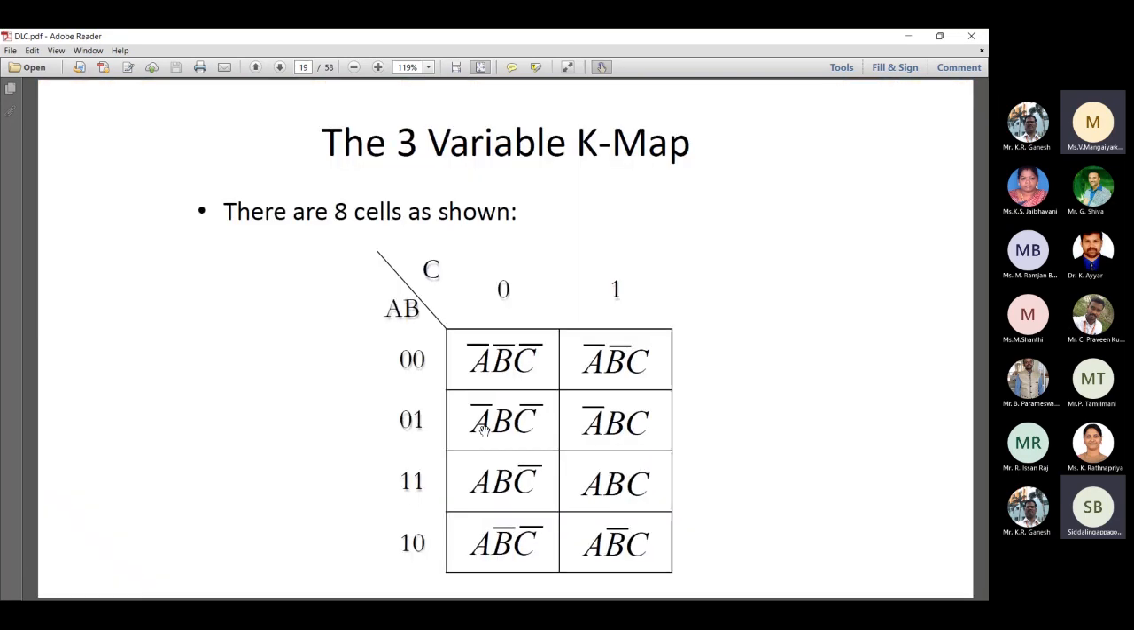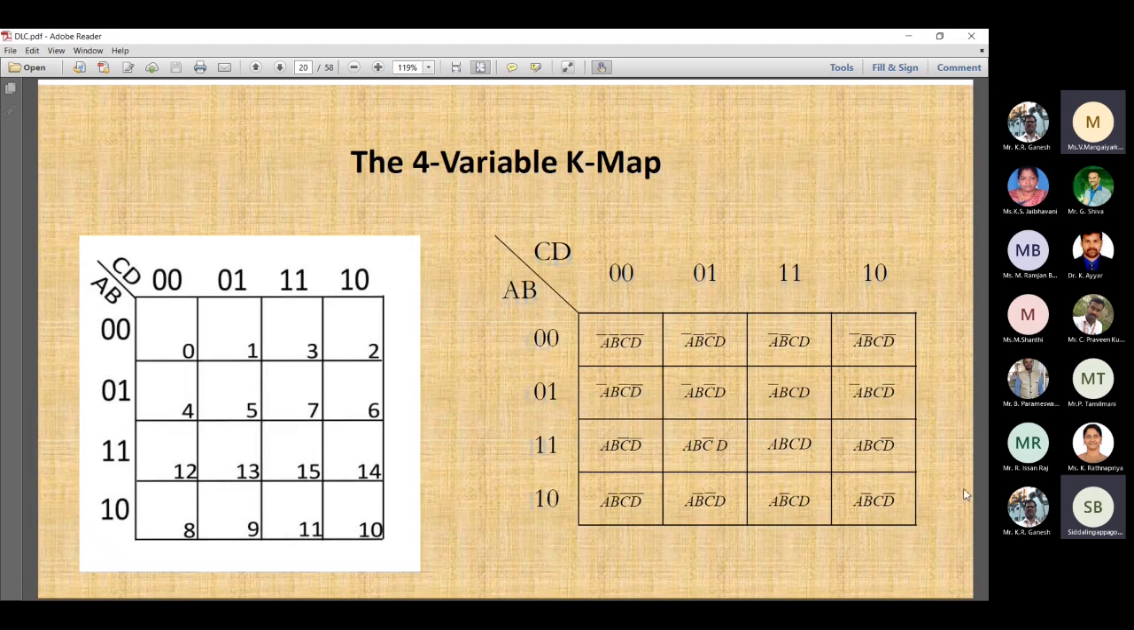Similarly, this is the three variable K-map, and whenever you are using three variables, you have 8 cells because we have 0 to 7 combinations, and this is represented by 0 0, 0 1, 1 1, 1 0, right? So this is the representation of a three variable K-map. This position is nothing but 0 0 0. This position is nothing but 0 0 1, 0 1 0, 0 1 1, like that, right? So this is how we write the four variable K-map.